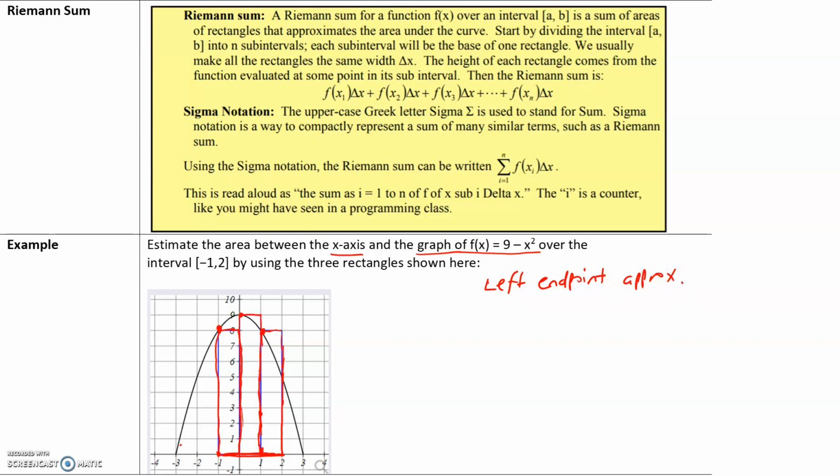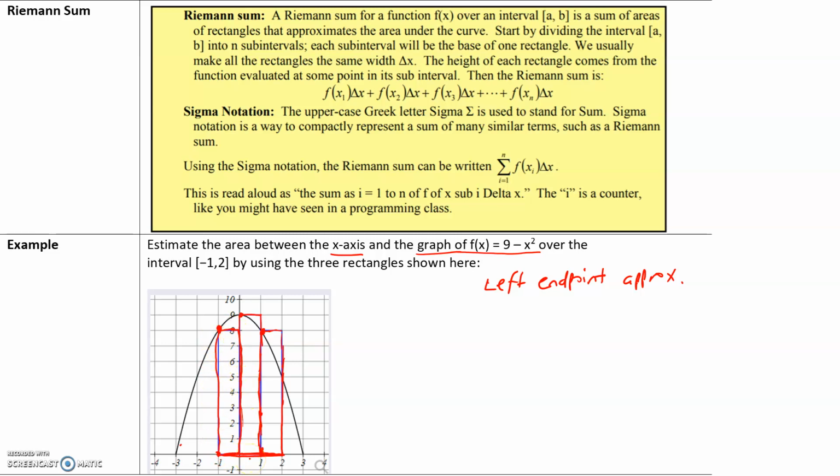Okay, here's why it's called that. Because this interval is from -1 to 0. So I could have picked -1 to go up, or I could have picked 0 to go up, but I'm picking -1. So this is called the left endpoint approximation because I'm picking the left endpoint of any interval and going all the way up to the graph, going right, and making a rectangle.